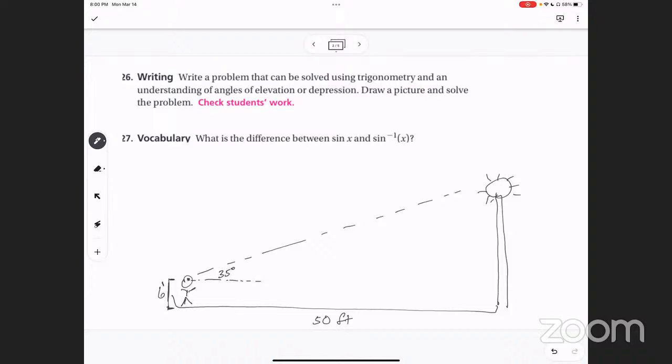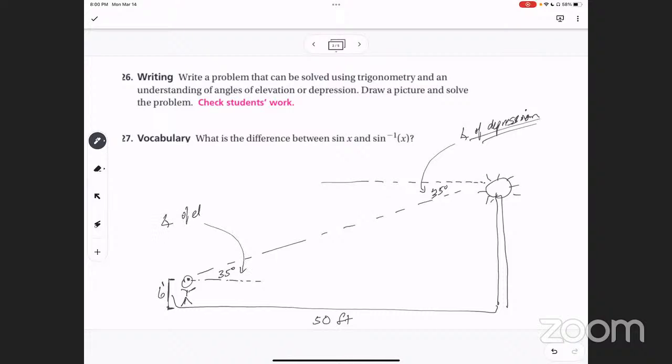Would the angle of depression be the opposite? When they use that word, this would be your angle. If you were looking down from here, that would be your angle of depression. So this is what's called an angle of depression. It seems like maybe you have seen these. Angle of depression, and this is called an angle of elevation.